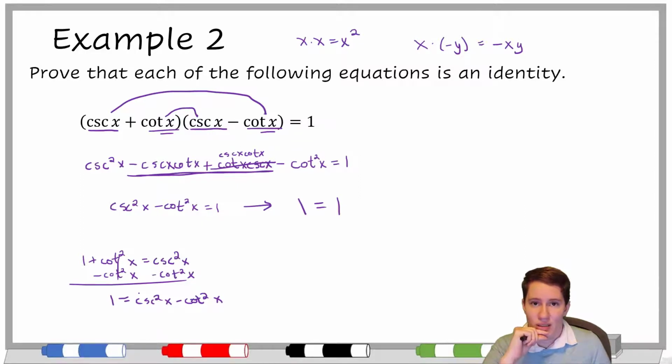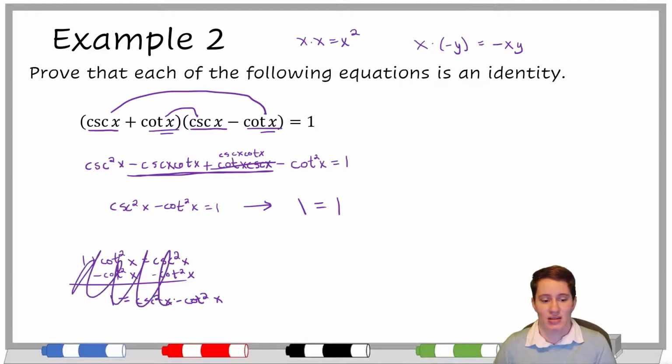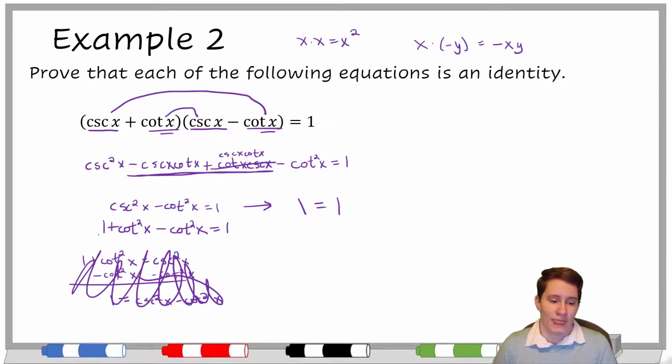The other way, by the way, to do that, where you don't have to think about rearranging the identity yourself, is to say that identity tells me that cosecant squared equals 1 plus cotangent squared. So we can replace the cosecant squared with 1 plus cotangent squared. This actually might be way easier to think of now that I think about it. That would mean these would cancel and we'd still end up with 1 equals 1. So that's another way of doing it.